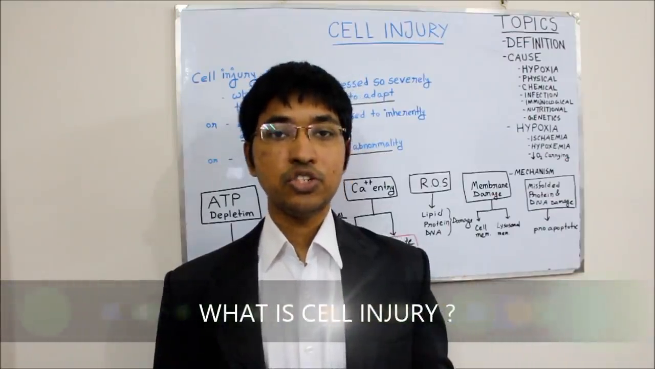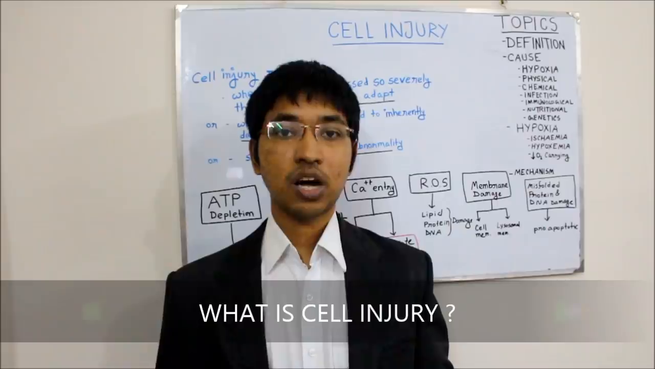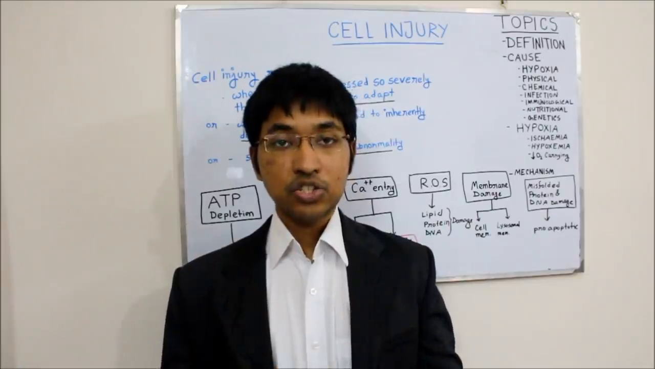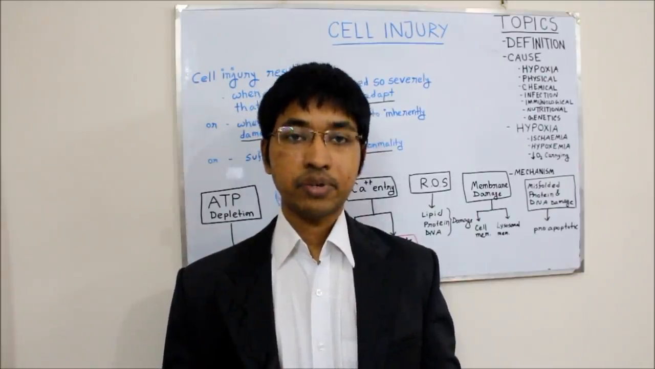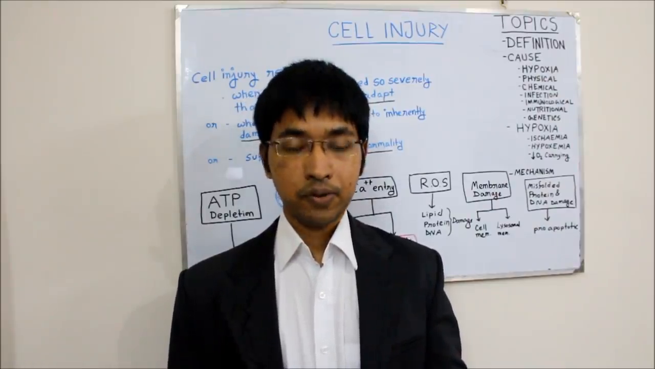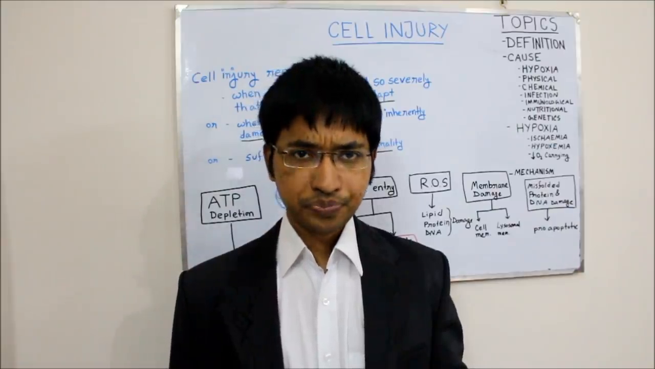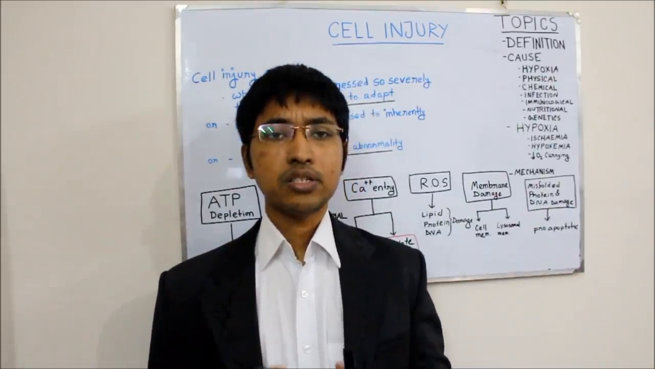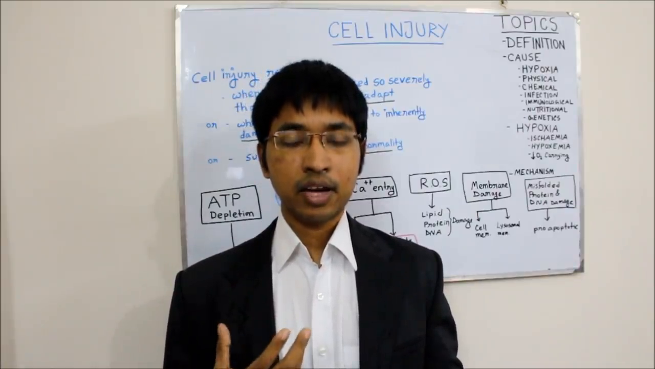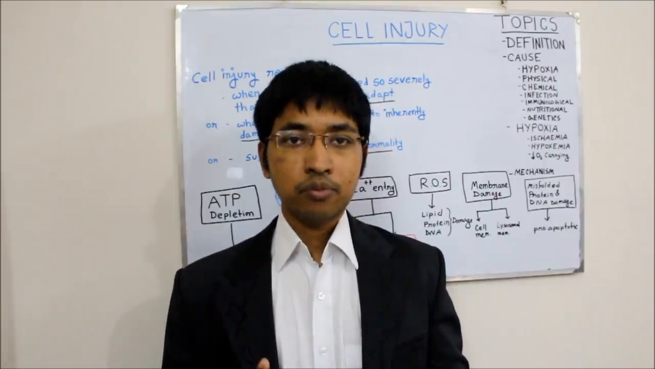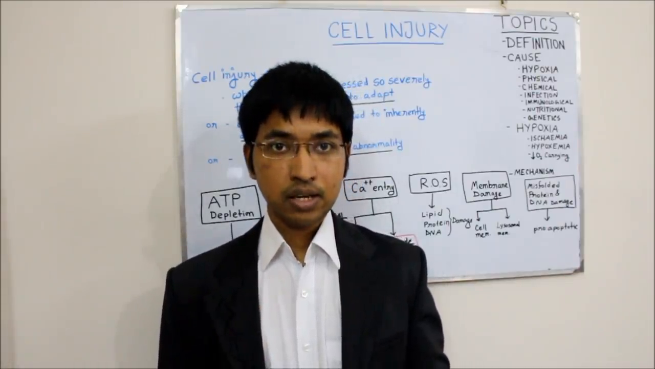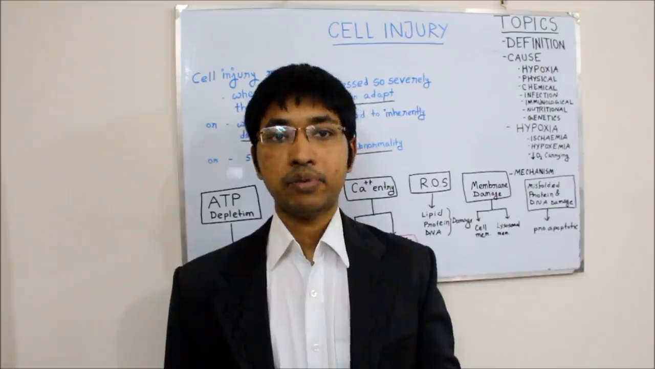To understand cell injury, first you have to know another term, that is cellular adaptation, because cell injury occurs when cellular adaptation is not possible, or is failing. So what is cellular adaptation? Always remember, the cells of our body have a capacity to respond to stressful conditions by changing themselves. That is known as cellular adaptation.